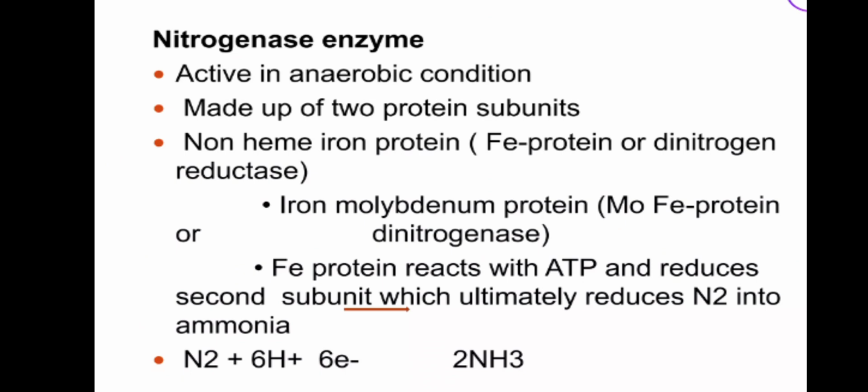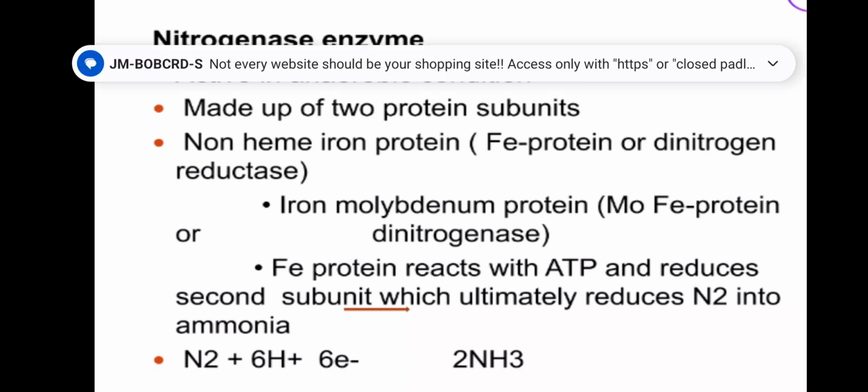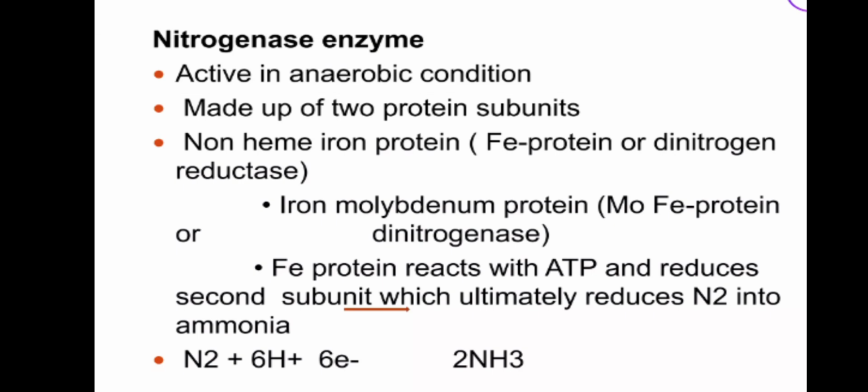Nitrogenase enzyme works in anaerobic conditions and is made up of two protein subunits. One is the iron protein or dinitrogenase reductase, and the other is the molybdenum iron protein or dinitrogenase. The Fe protein reacts with ATP and reduces the second subunit, which ultimately reduces nitrogen into ammonia.